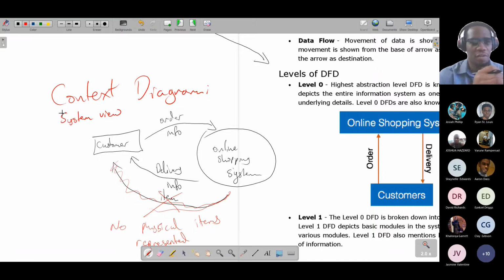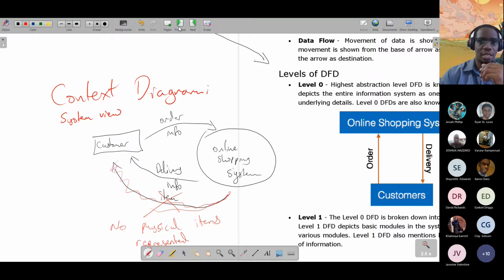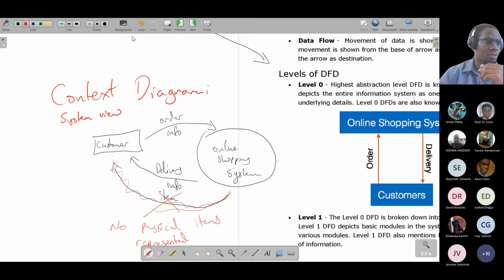And it's really just an overview of the entire system so that you're able to see basically what the systems are. All it does is show the inputs and the outputs of the system, okay, as it relates to the external entities. This doesn't give any sort of insight as to what goes on in the system itself.